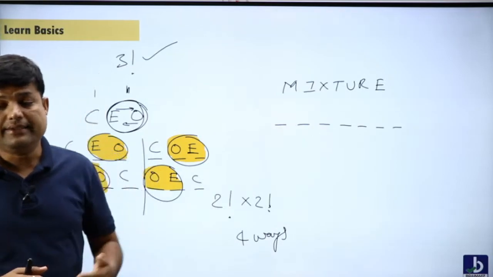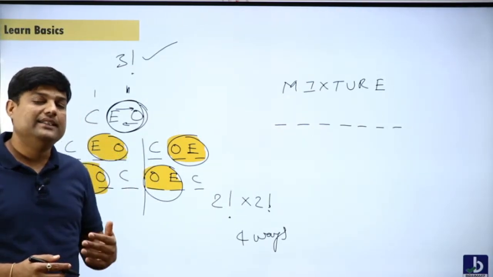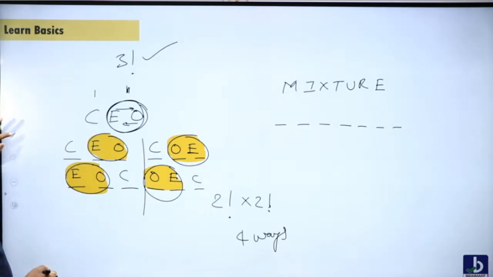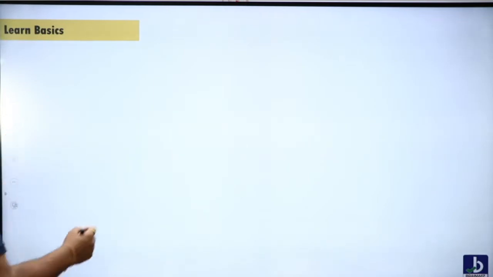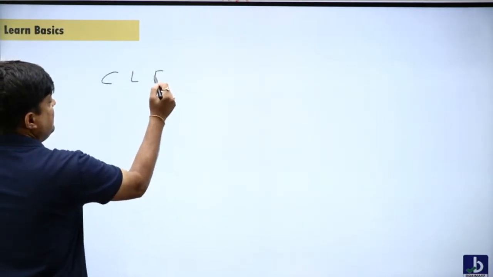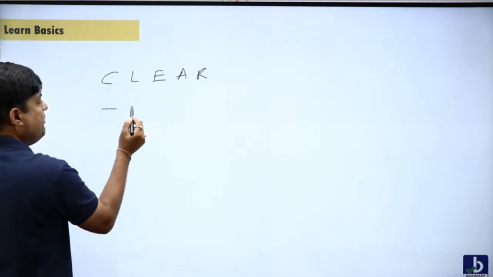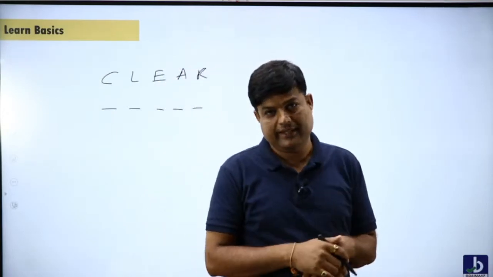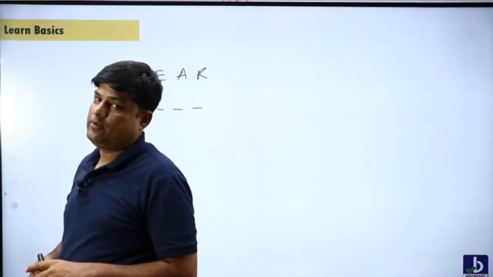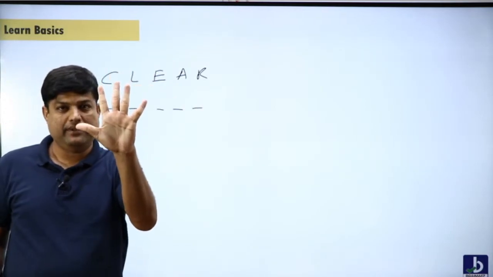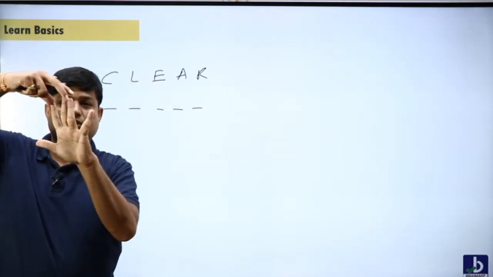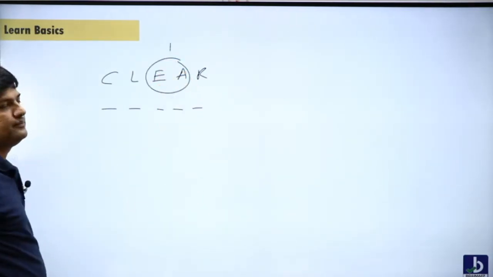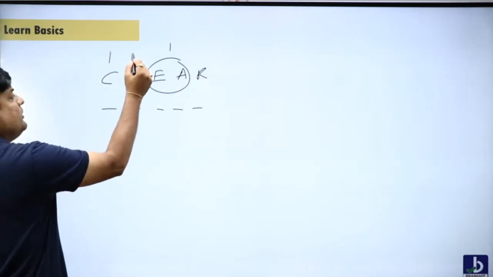Okay, now let's try to move forward and learn some more things, everybody. Suppose I am telling you here the word CLEAR. How many ways can I arrange the letters of the word CLEAR such that vowels are always together? Actually there are 5 people in CLEAR. Now when vowels are always together, you have to take these 2 people as 1 unit. This fellow has to be taken as 1 unit. This is 1 more unit, 1 more unit.